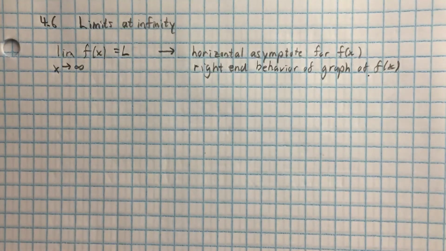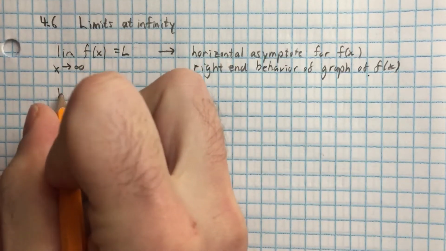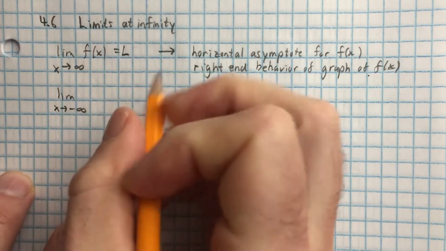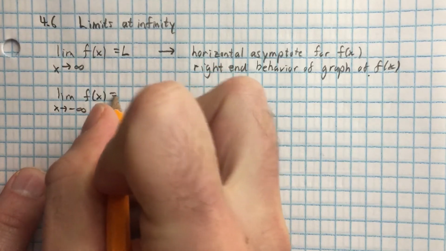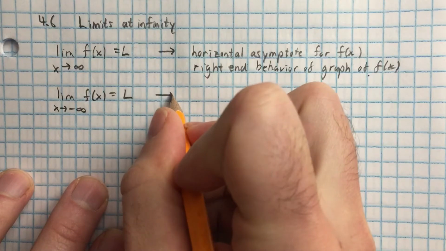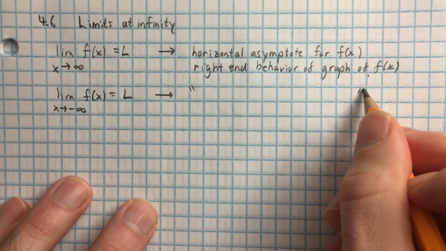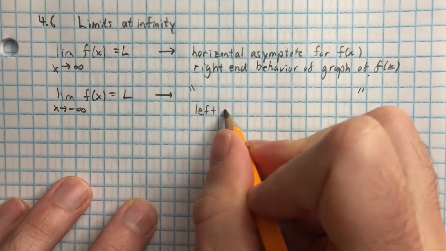Right. So if you have the limit as x approaches negative infinity, i.e. x is going very far out to the left without bound, and that approaches some finite value again, then you still have a horizontal asymptote for f, but now you've described the left end behavior of the function.